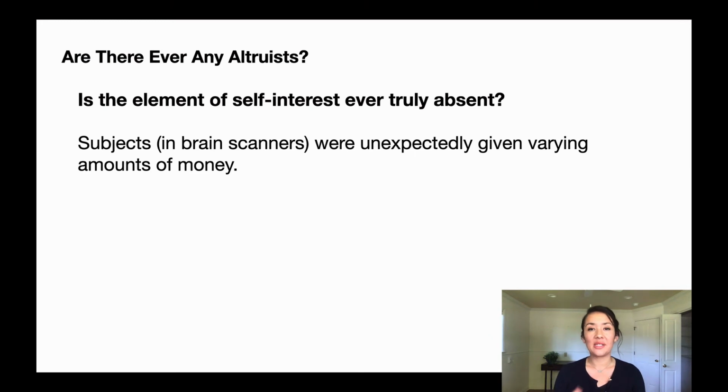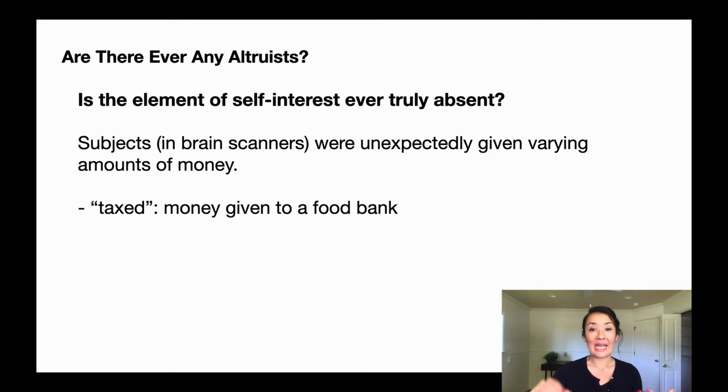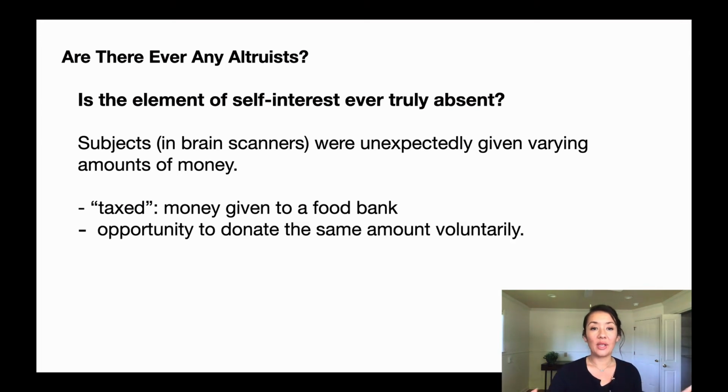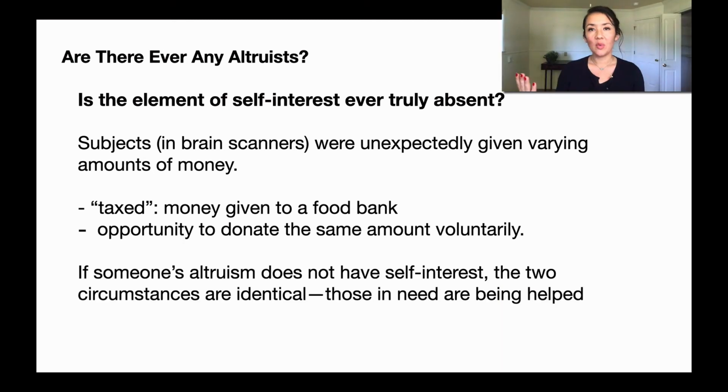Here's another really interesting study where, again, they put people in brain scanners and they were given unexpected amounts of money. They could either be taxed that money, i.e. forced to give some portion of their money to a food bank, or they had the opportunity to voluntarily donate the same amount of money. Now, if someone was truly altruistic, what you should see is the exact same activation for those two activities. In both cases, money is being given to individuals that need it, so therefore you should see the same dopamine response to those two scenarios.